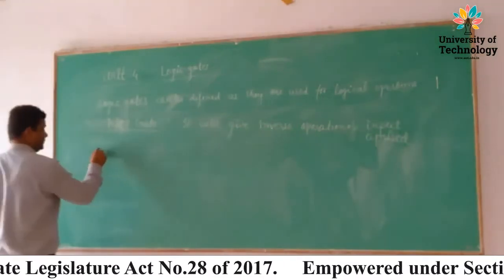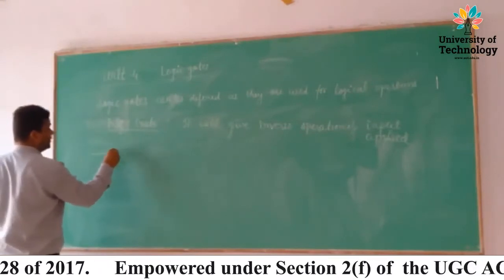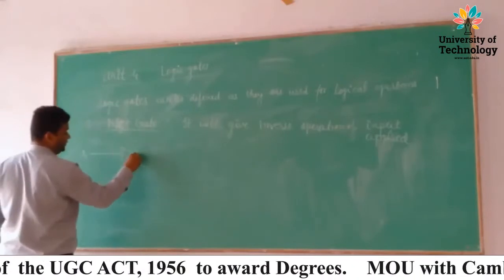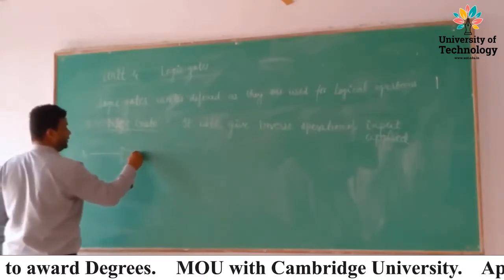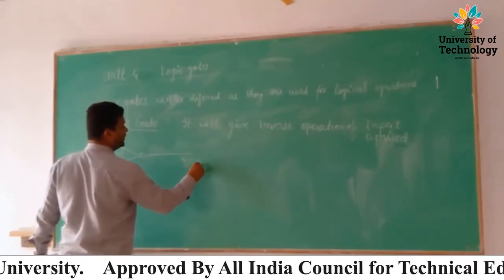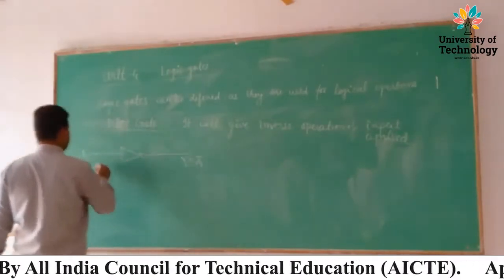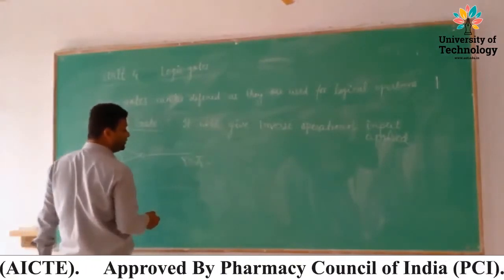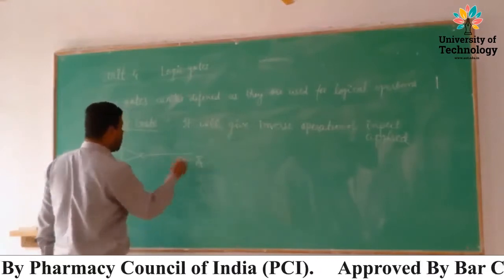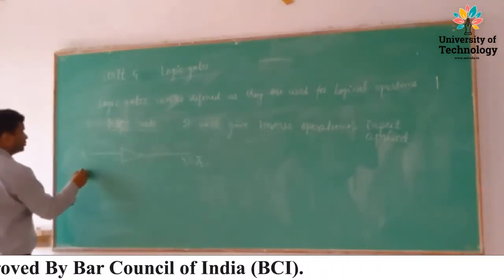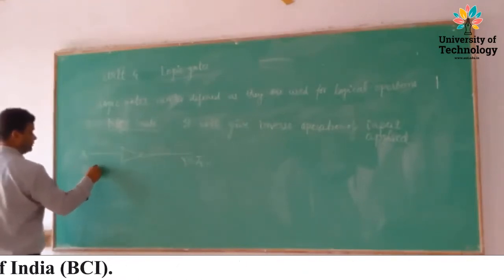Symbol diagram. Suppose we are taking A as input, at output we will obtain A bar, means A is applied and inverse of this input, that is A bar is obtained. Further moving to truth table of this gate.